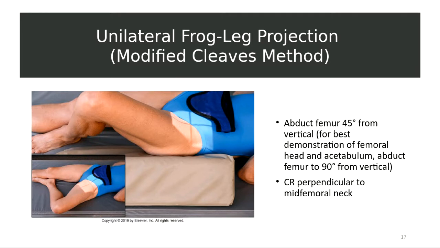So if you look on page 287, it says that 45 from vertical is for a general femur region. If you were trying to look specifically at the femoral head and acetabulum, then you would go 90 from vertical. But if you suspected a fracture, you're never going to do this inset picture. We typically always do this top one for generalized purposes of a non-traumatic hip. Okay. Modified Cleaves, the central ray is perpendicular to the mid-femoral neck.